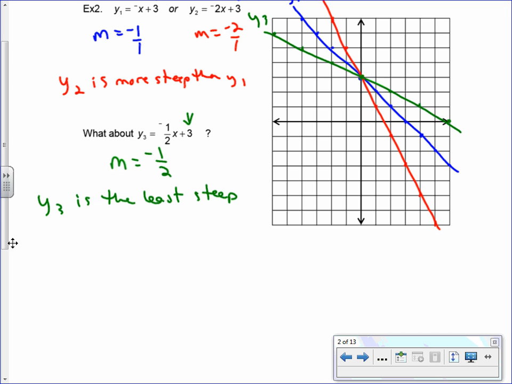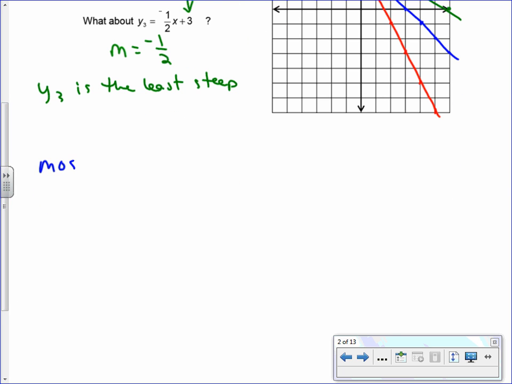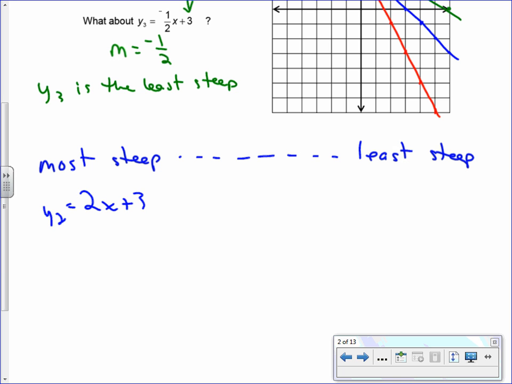Okay? So let's take these three and put them all in order from the most steep to the least steep. And the most steep was y2, negative 2x plus 3. And the least steep was y3. And the one in the middle was y1.